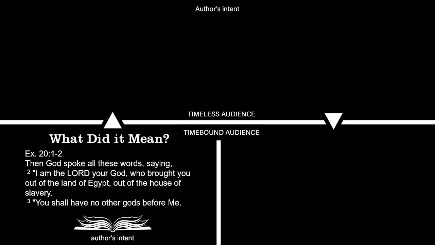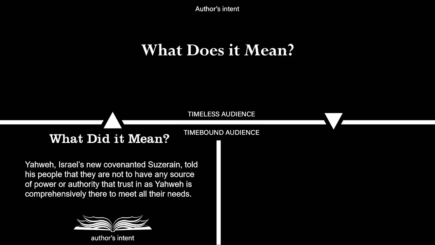So here we are in this quadrant. Would it be called a quadrant? A thirdrant. Okay, so here's the way I put it. Notice the wording I use. I was very intentional about the words here. What did it mean then, if you were to ask me? I would say this: Yahweh, Israel's new covenanted Caesarean.